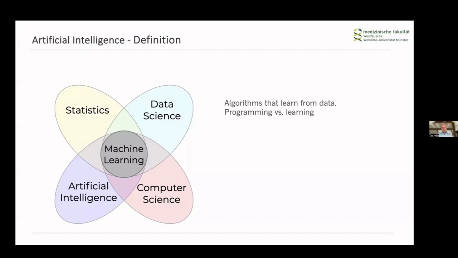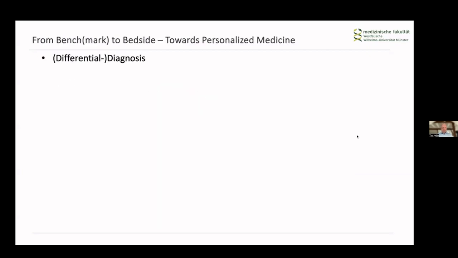And what does machine learning do? Machine learning is defined as algorithms that learn from data as opposed to just programming. So if we wanted to program something, then we will have to explicitly know what we want to do. And machine learning gives us the great freedom to provide examples to an algorithm and then train it. But for most people here, that's kind of the obvious thing.